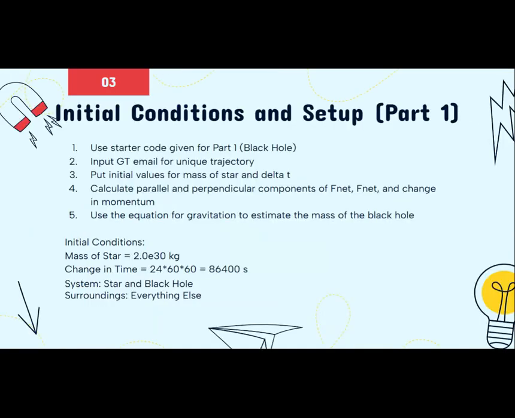For part 1, we're analyzing a star's motion in a unique trajectory. We're given a starter code and we're given a unique trajectory, and we're putting initial values to find the mass of a black hole. Our initial conditions are the mass of a star, which is 2.0 times 10 to the 30 kilograms, and our change in time is 86,400 seconds. Our system is a star and black hole, and our surroundings are everything else acting on the star and the black hole.